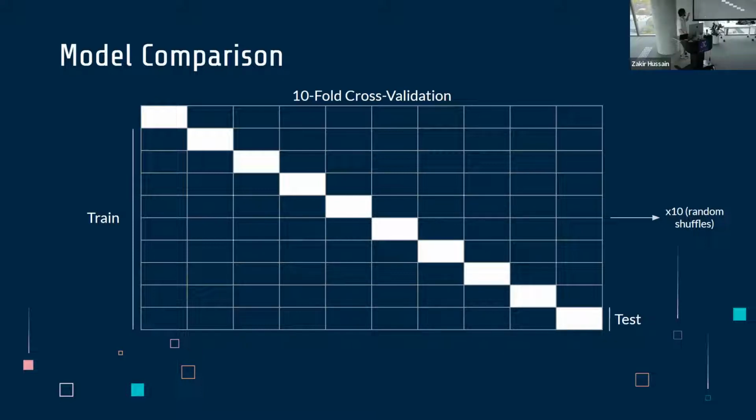And then we do tenfold cross-validation just to ensure that your results don't just depend on the particular split of data that you made. And we repeat that 10 times just to be extra sure.